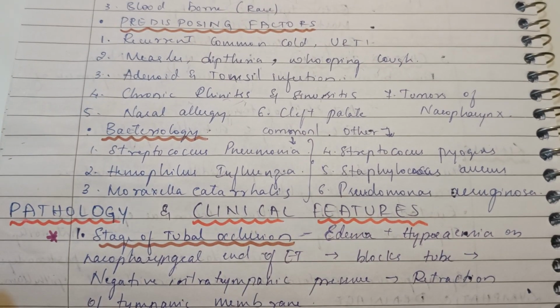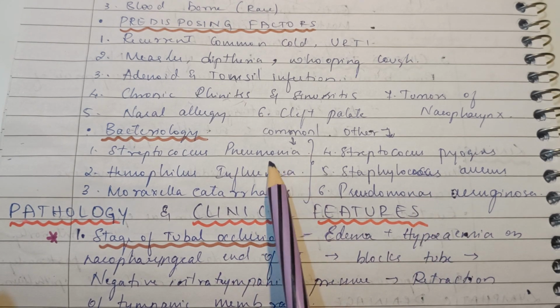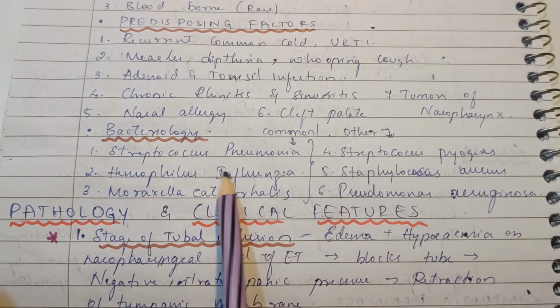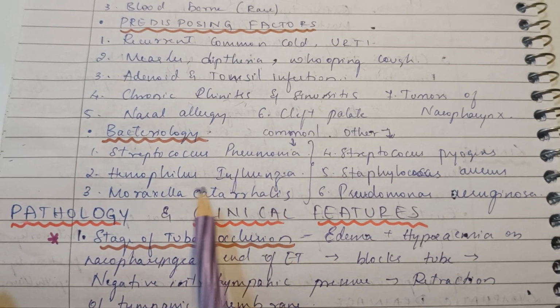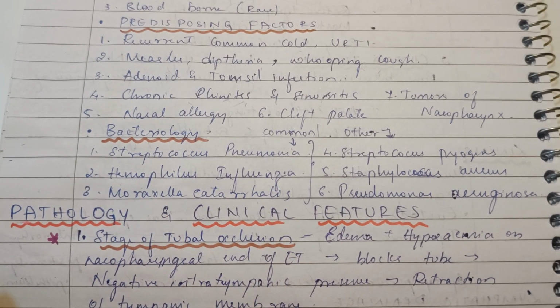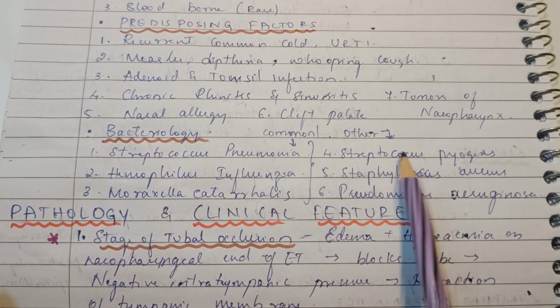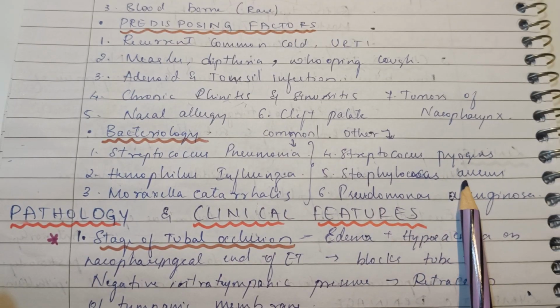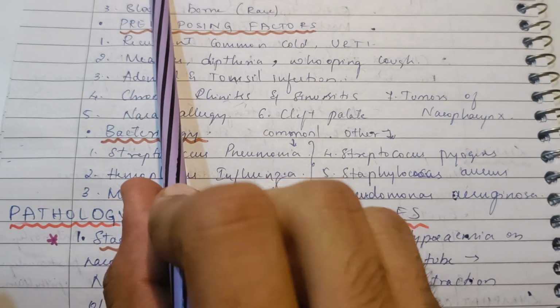Coming to bacteriology, we have three most common and three others. Let us see the most common: Streptococcus pneumoniae, Haemophilus influenzae and Moraxella catarrhalis. These are the most common. Then you have others like Streptococcus pyogenes, Staphylococcus aureus and Pseudomonas aeruginosa. So this was bacteriology.